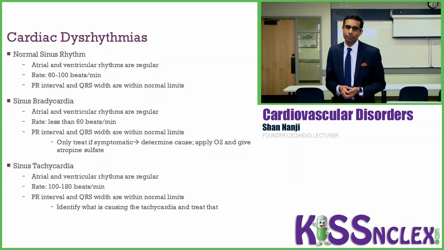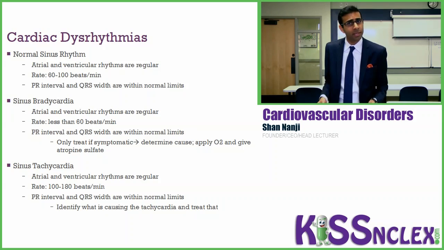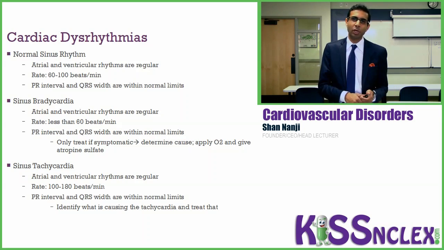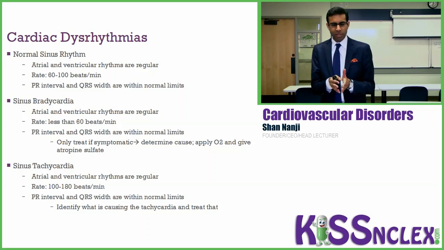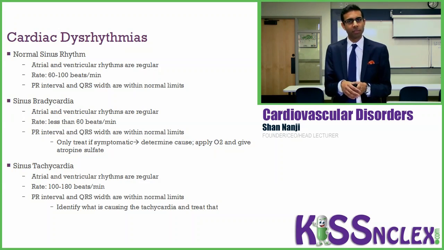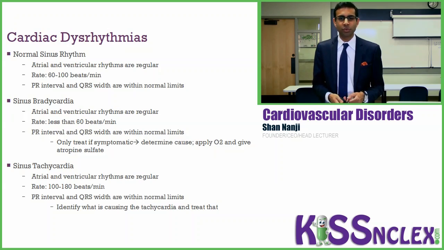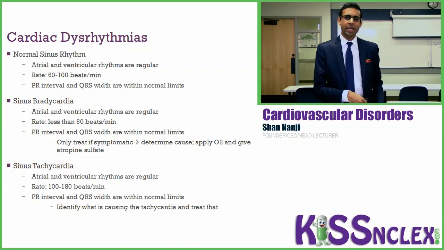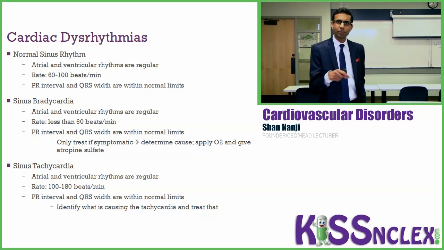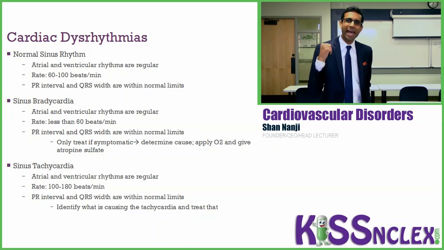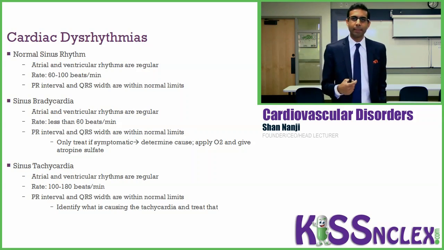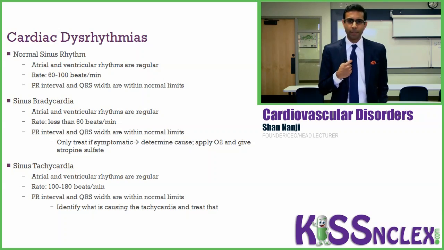Sinus bradycardia means the heart rate is too slow, so the atrial and ventricular rhythm is okay, we're just beating too slow, so instead of 60 to 100, that's normal, it's going to be below 60 beats a minute. PR interval and QRS will be within normal limits, and this will normally only be treated if the patient is symptomatic. And so you'll have to figure out what's going on and then give them some oxygen to supplement and then give them atropine to help get that heart rate back up.